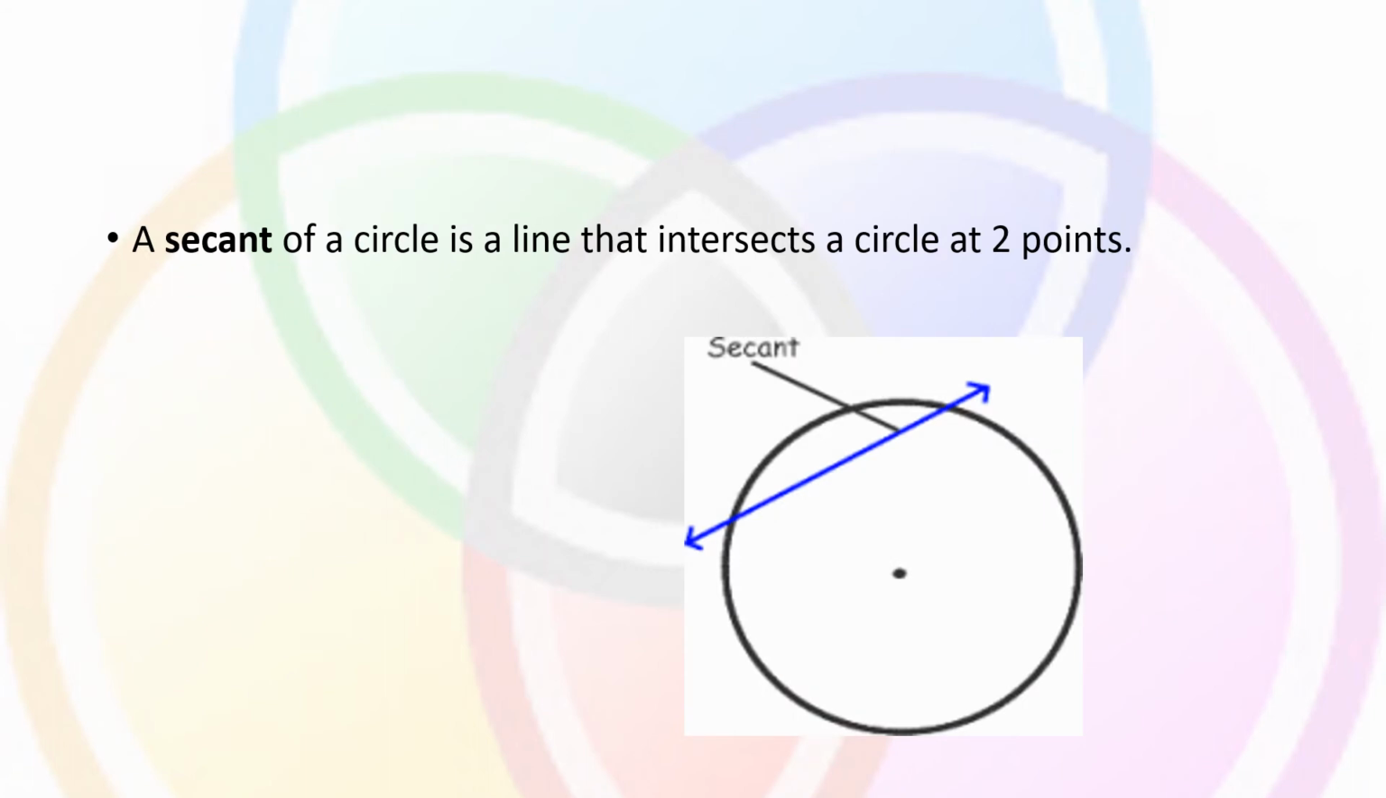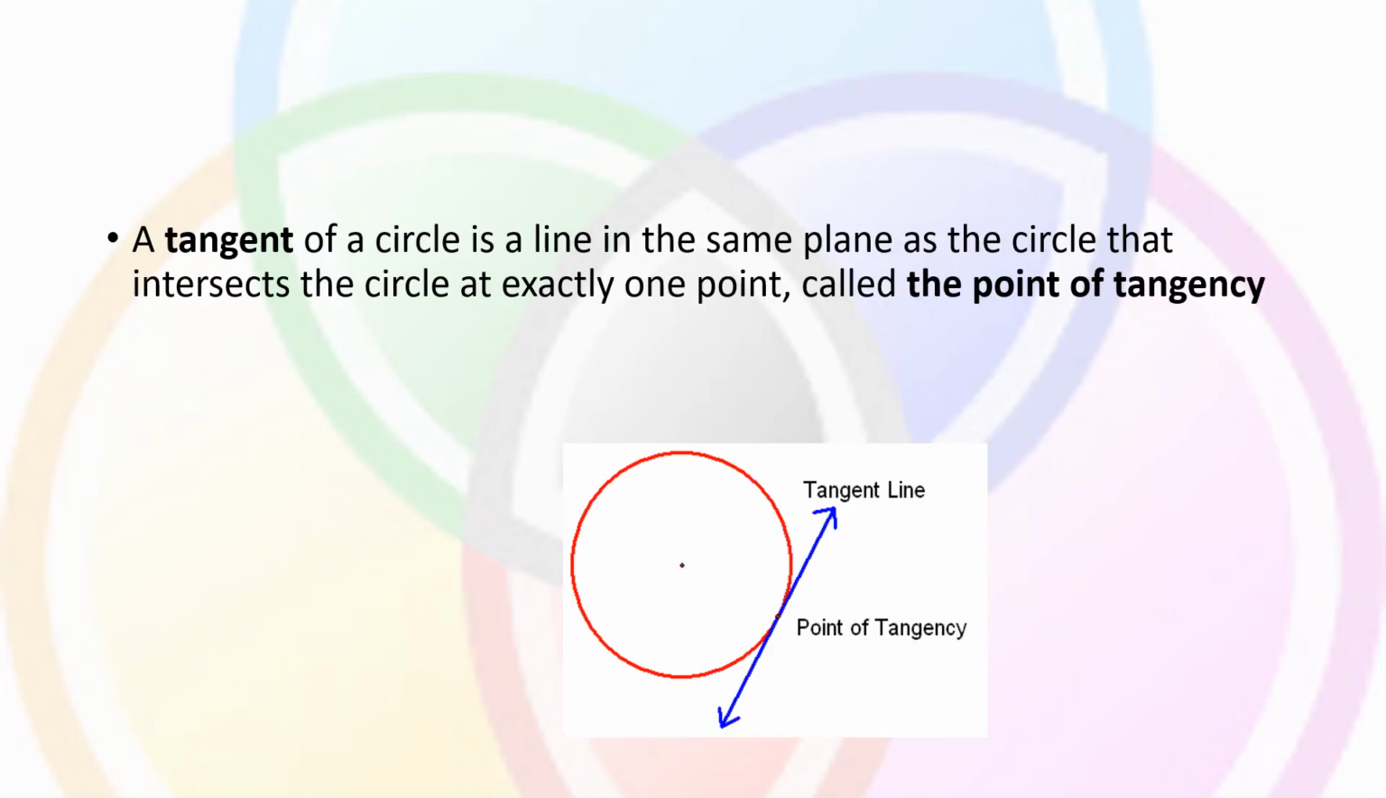The first one is the secant. Secant means the case when the line is intersecting the circle at 2 points. Another one is a tangent. It is the case when a line is intersecting the circle at exactly 1 point, and that point is known as the point of tangency.